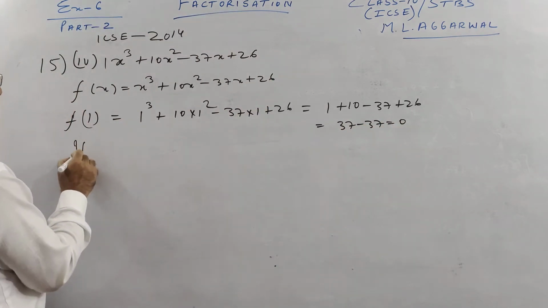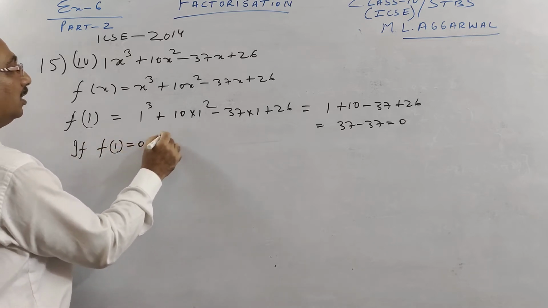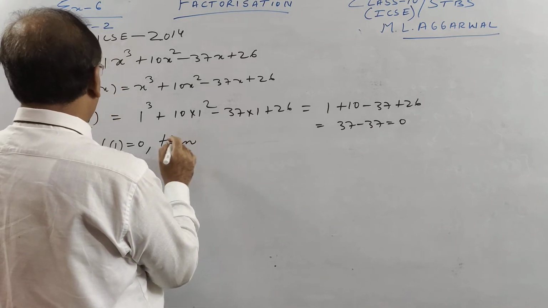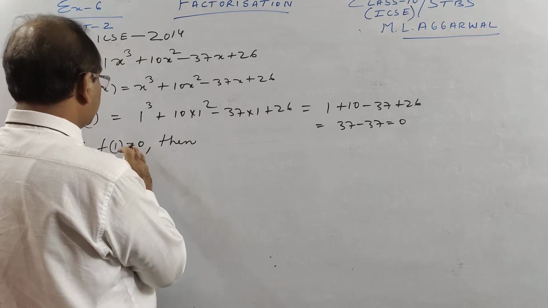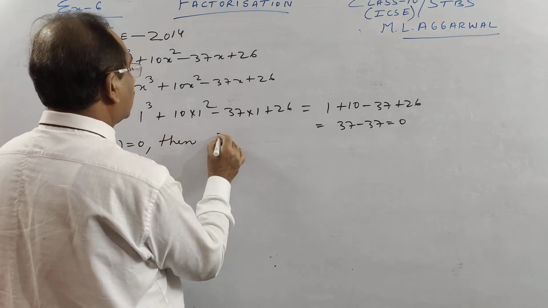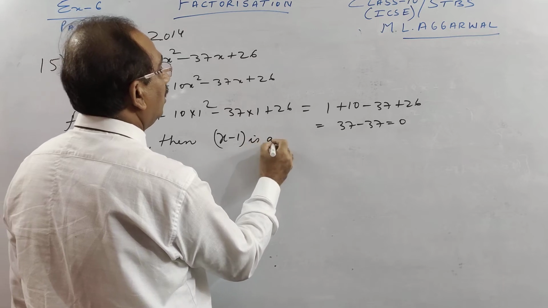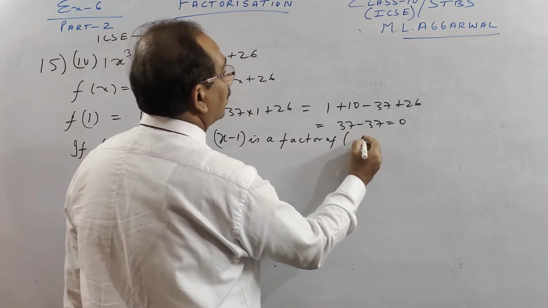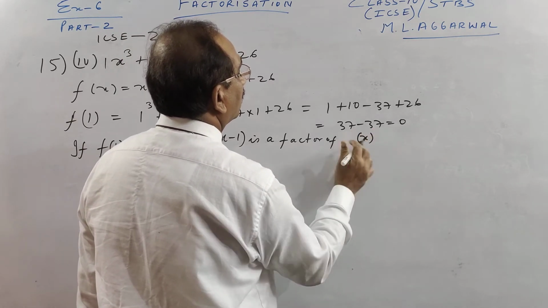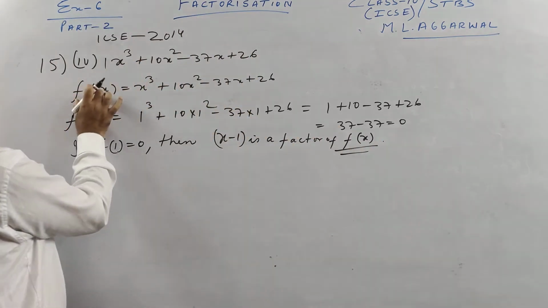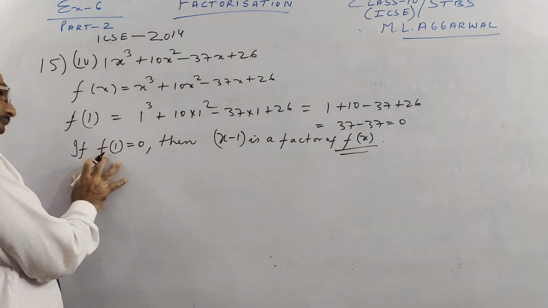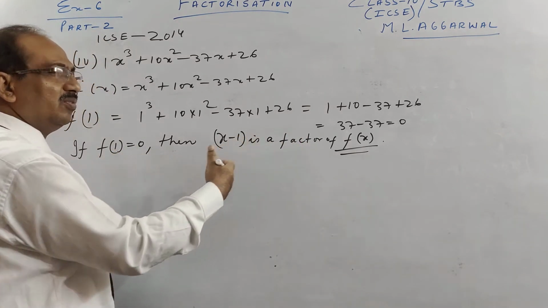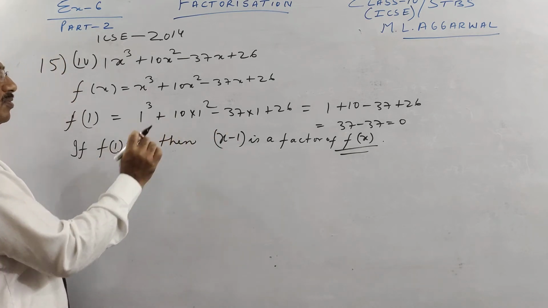So what we have learned, if f1 is 0, then by remainder theorem, when remainder is 0, so you change the sign, x minus 1 is a factor of fx. So children, what you do, you avoid writing this full thing. Fx means this thing. So when f1 is 0, x minus 1 is a factor. When f2 is 0, x minus 2 is a factor. Many questions you will say this only, x minus 2 is a factor, because f2 gives you 0.